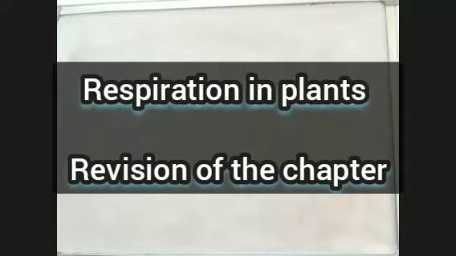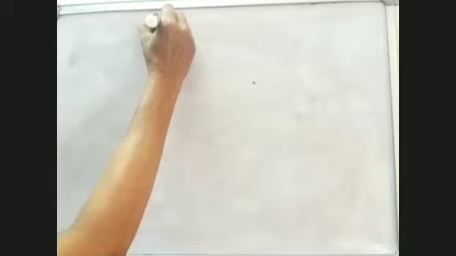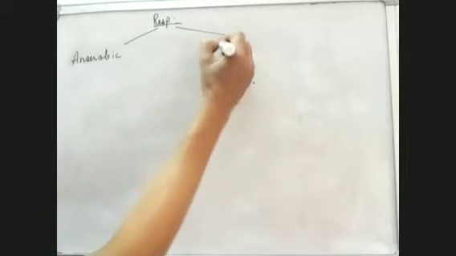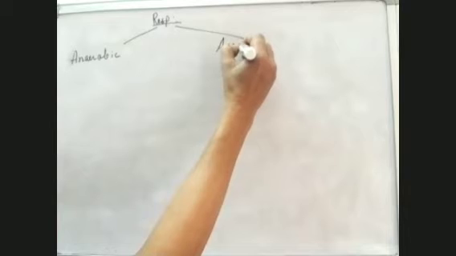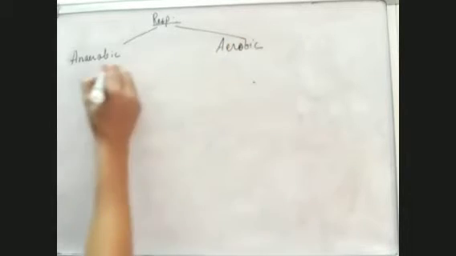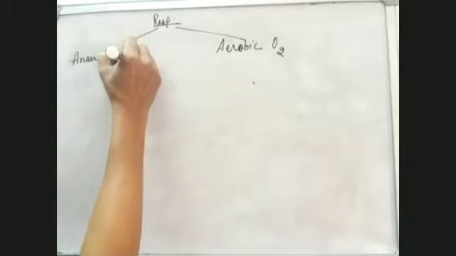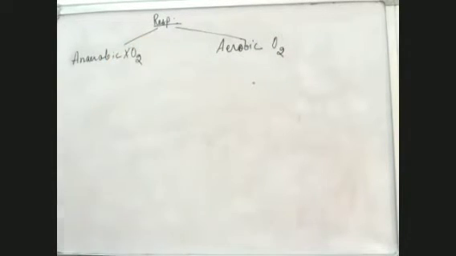Respiration is of two types. The respiration is either anaerobic or aerobic. When it takes place in the presence of oxygen, we call it aerobic. When it takes place in the absence of oxygen, when oxygen is not there, we call it anaerobic.